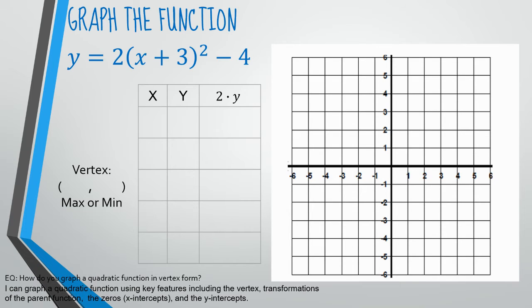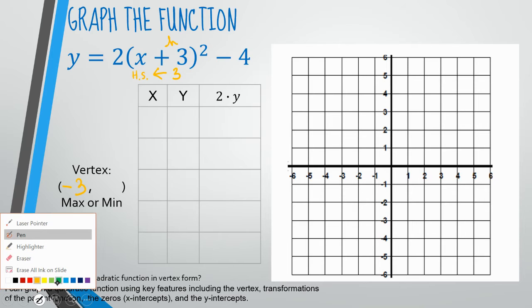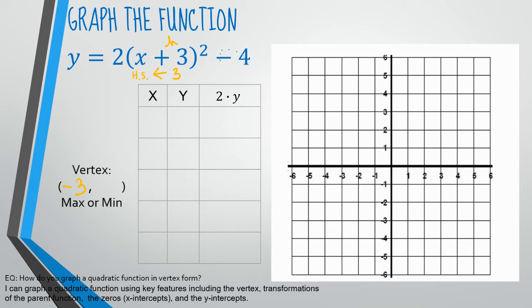So just like before, always state what's going to happen. Since this is your H, it's going to be the opposite. It's going to be a horizontal shift left 3. So our vertex is going to be a -3. This one is a -4, so it's going to be a vertical shift down 4. -4. So this one's the opposite. This one stays the same.